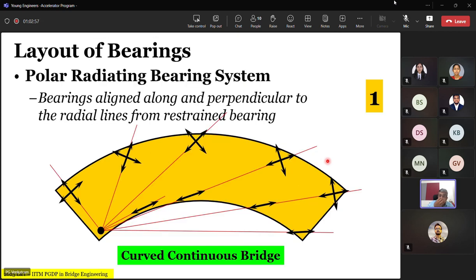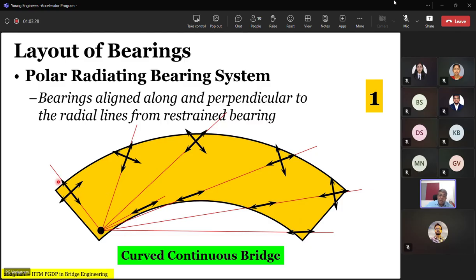Now there are two types of arrangement that we normally talk about for continuous bridges. One layout is called the polar radiating bearing arrangement. That means the bearings are aligned along and perpendicular to the radial lines from the restraint bearing. So let us say these are different piers, and in this four-span continuous structure, you have only one restraint bearing. What does restraint bearing mean? Recall, it doesn't permit movement in both x and y direction.